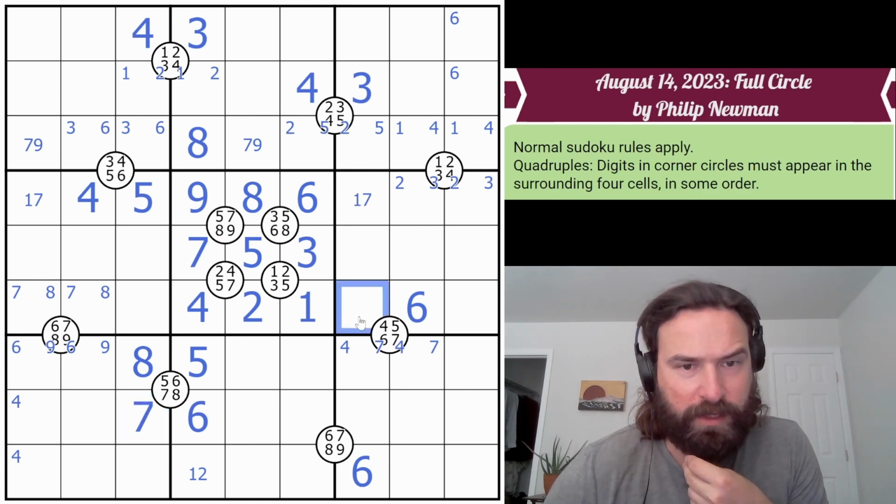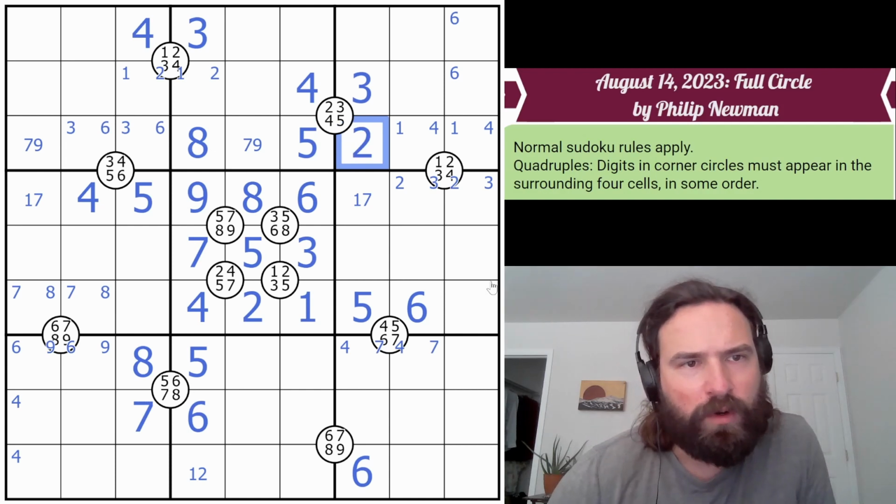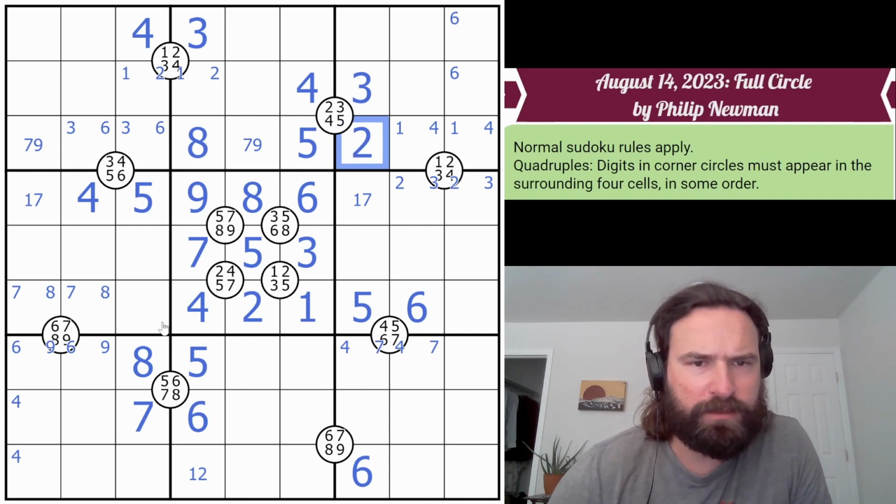This is going to be a 5 because this is a 4, 7 pair, so this has to be the 5 for the circle, which is going to put a 5 here and a 2 here. I thought that was going to do more work. Alright, so this is going to be a pair.